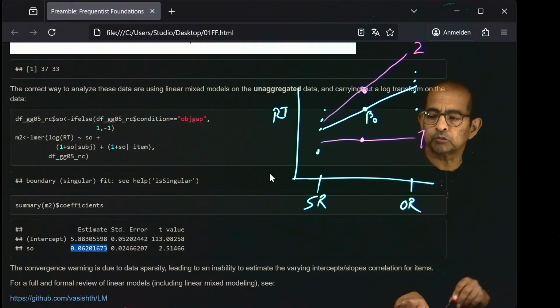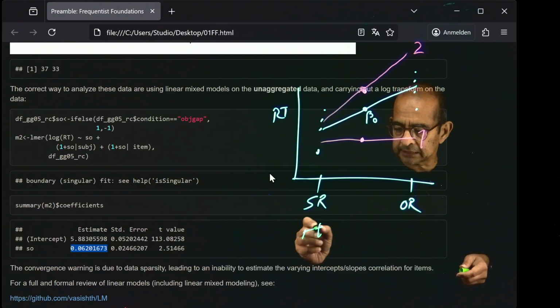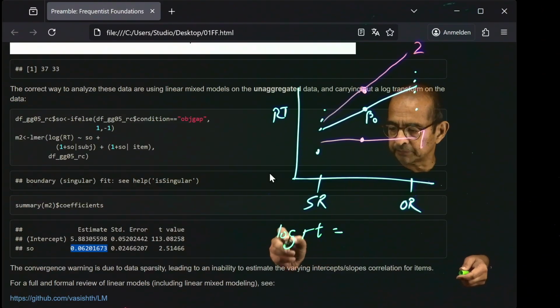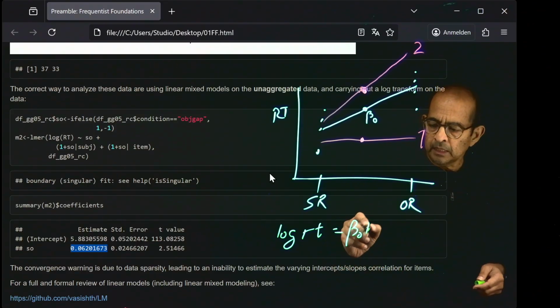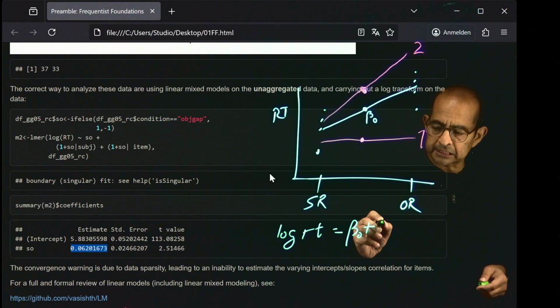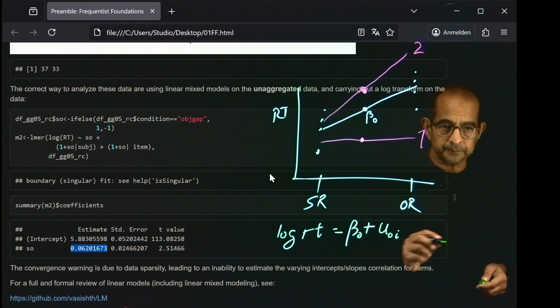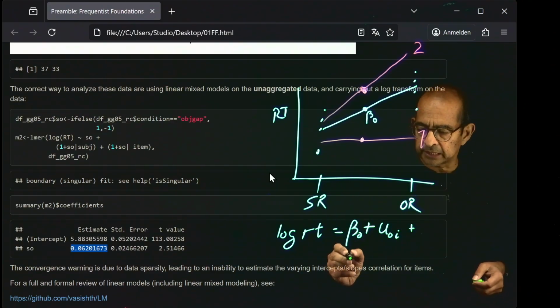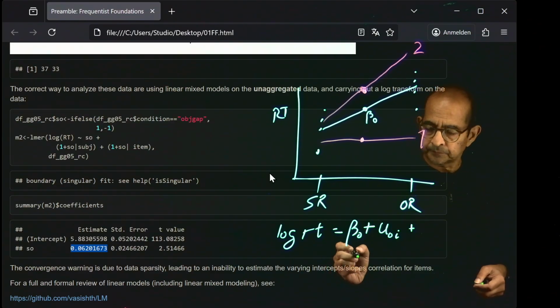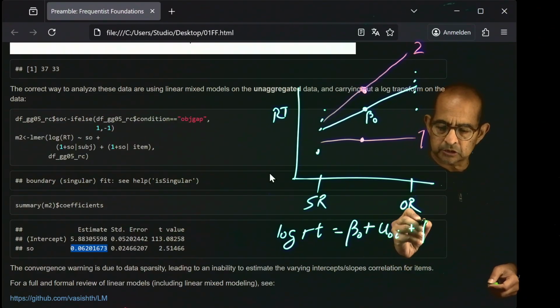So mathematically, I would now be fitting a model where I've got reading time, or log reading time, as my dependent variable, and I've got an intercept here, and an adjustment to the intercept, which I call U0 by subjects. I index subjects with i, that's my usual convention. Plus, I'm going to go to the new line here. And then I have the slope.